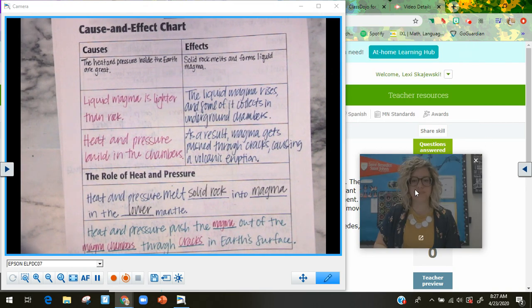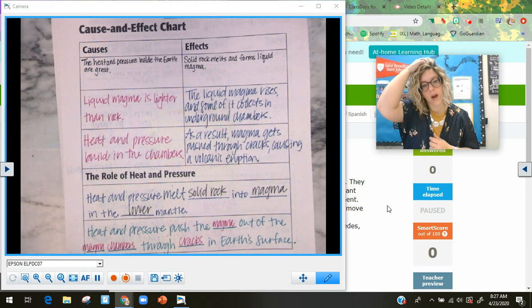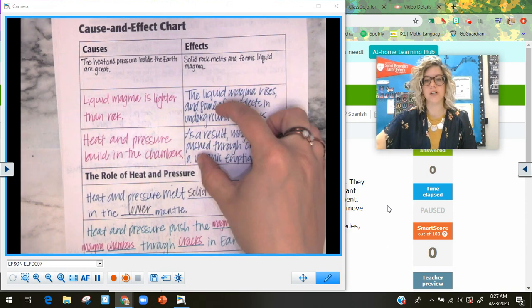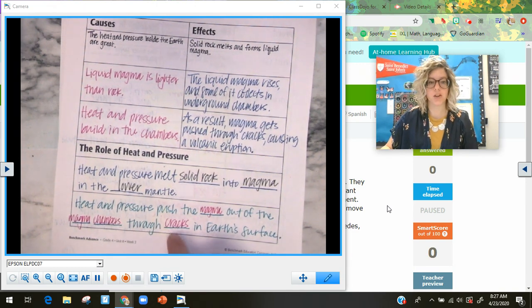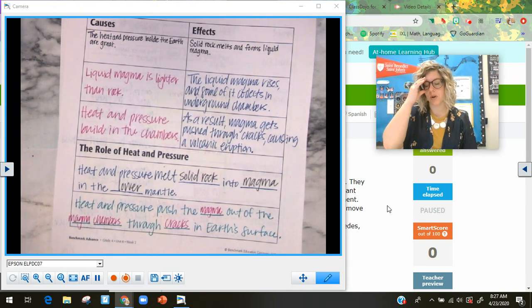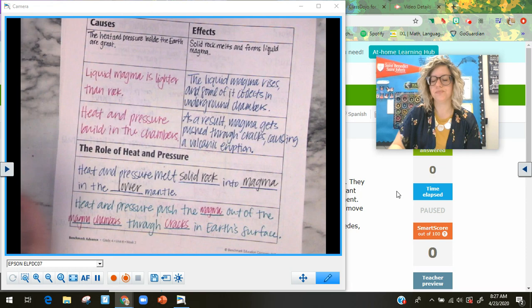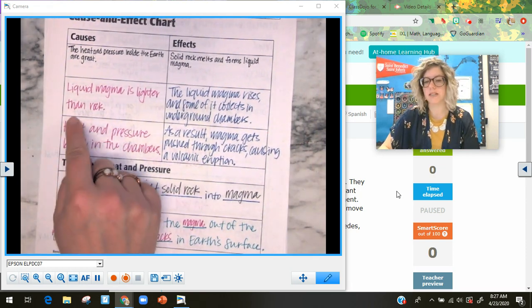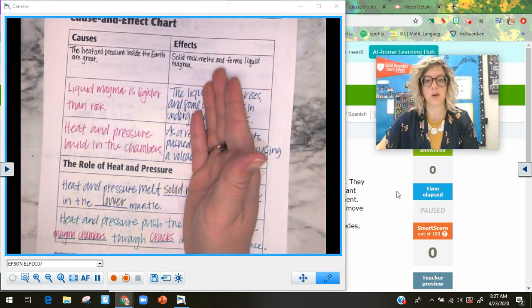Alrighty. So you should have now paused the video, gone back and read in paragraph 6, filled out the effects now, and filled out the blanks in the roles that heat and pressure play. So again, your answers don't have to be exactly like mine, but as long as they're similar, then you're fine, okay? So liquid magma is lighter than rock. That's what's happening. That's the cause. So now what is happening now because of it?